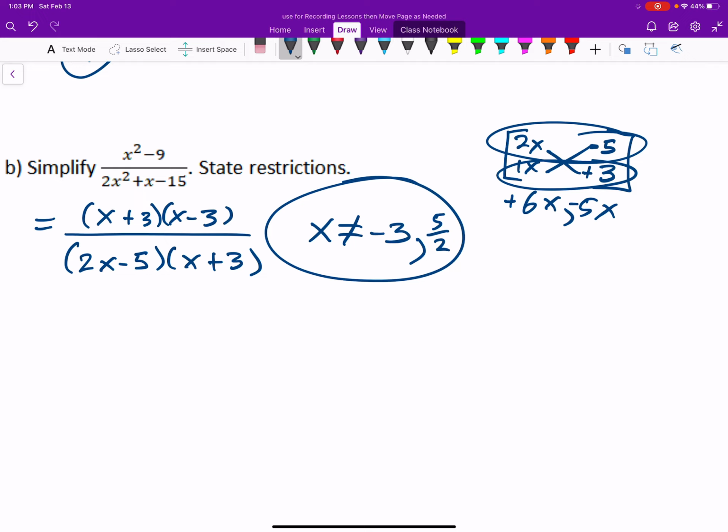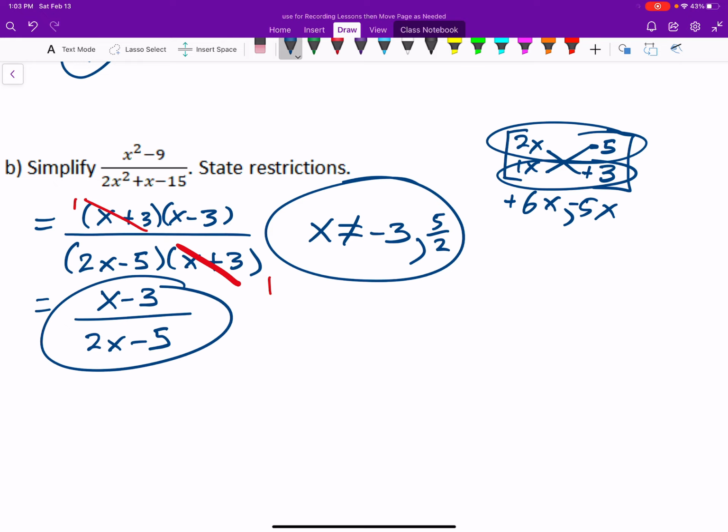And as for simplifying, again, now that it's factored, and only now that it's factored, I can reduce the x plus 3's that are on the top and bottom. And what I get is 1 times x minus 3 just gives me x minus 3. 2x minus 5 times 1 gives me 2x minus 5. And there's the solution.